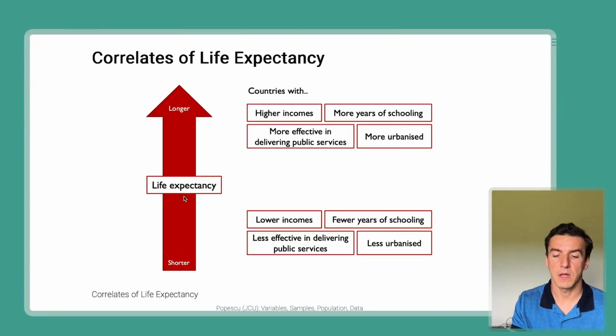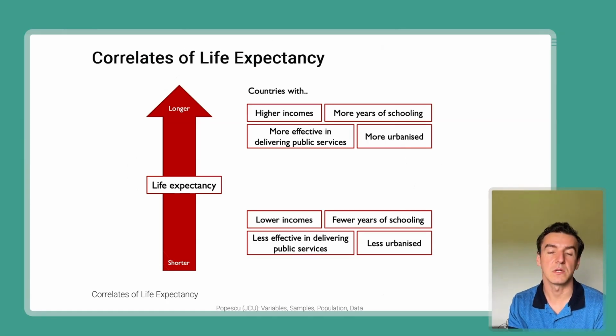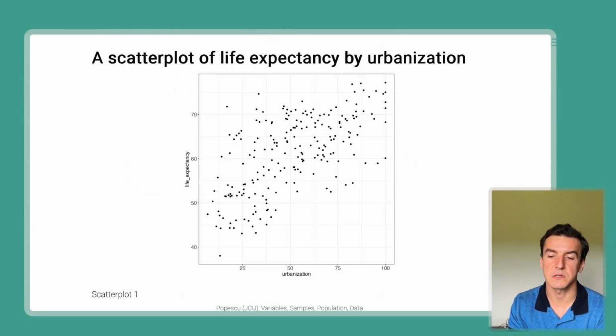So we have life expectancy here, some countries where you have longer life expectancies and some countries that have shorter life expectancies. Typically, countries where you have high life expectancy, those are countries that have higher incomes, where citizens are more educated, where there's more effective delivery of public services, and so on. Here's the relationship, the association between urbanization and life expectancy.